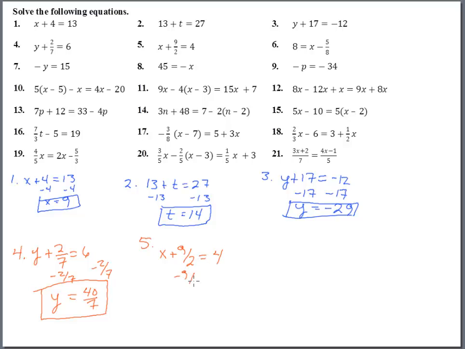Subtract 9 halves from both sides. We get x equals, this is 8 halves minus 9 halves, which is negative 1 half. And number 6, 8 equals x minus 5 eighths. We're going to add 5 eighths to both sides. And we get x equals 8 and 5 eighths, or this is 64 eighths plus 5 eighths, 69 eighths.